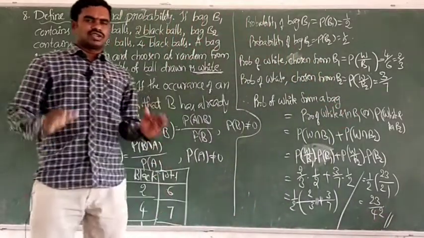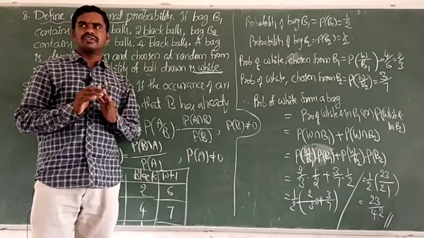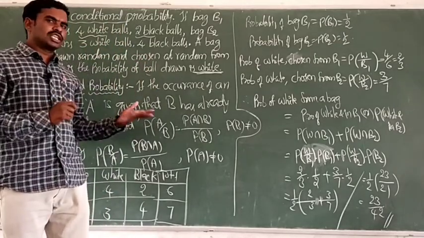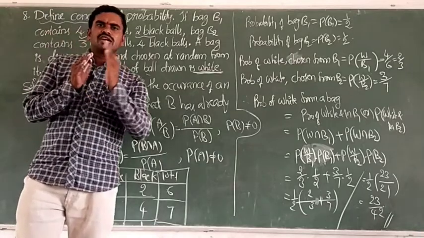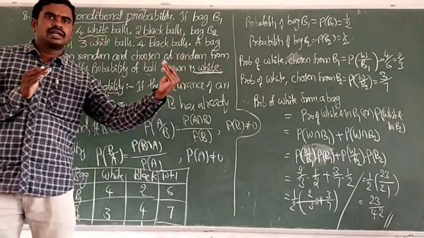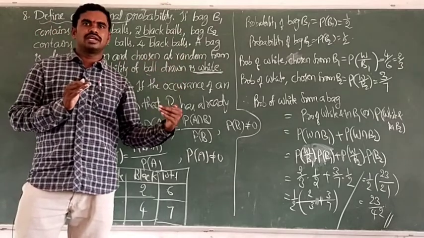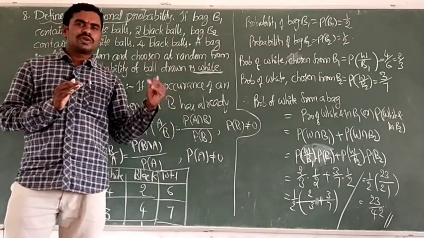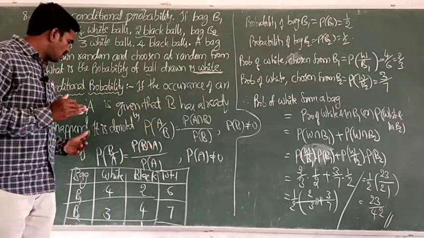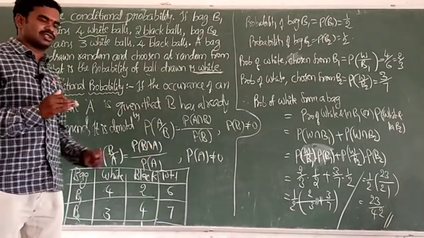Got it? First, write down the definition of conditional probability. For that, 2 marks will be awarded. What is conditional probability? If the occurrence of A is given that B has already happened, then P of A by B is the conditional probability. So P of A by B is equal to P of A intersection B by P of B. Similarly, P of B by A also we can write.